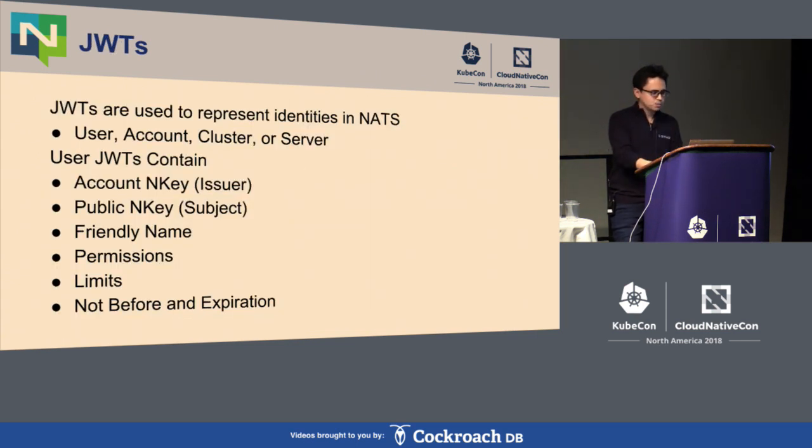for its identity. So the JWTs represent the identities for a NATS user. They can represent a user, account, cluster, or a server. They contain a number of fields. Important are the permissions, what subjects it can publish or subscribe to, and also some limits and expiration.